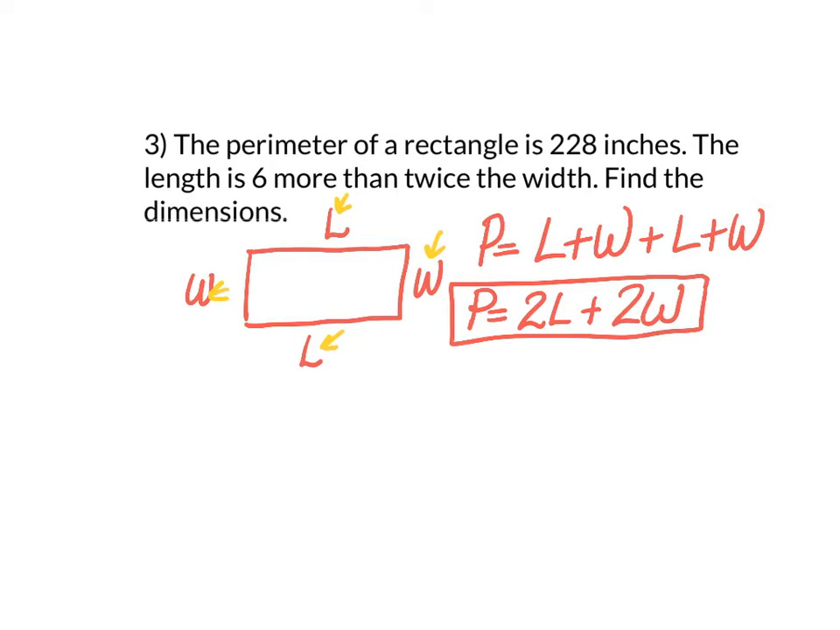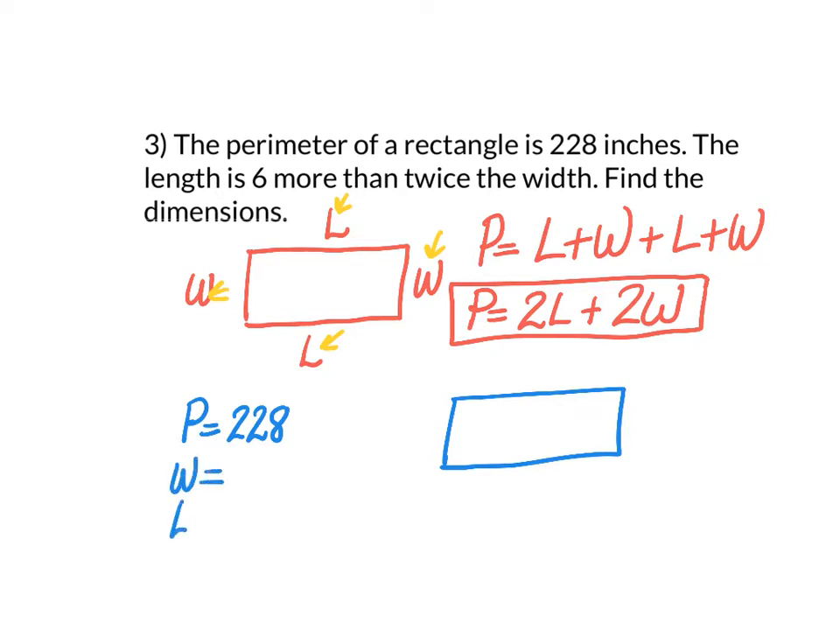So one thing that we're going to do is set up a linear equation to solve this problem. And when we set up this linear equation, we're only allowed to use one variable. So if I were to draw a new rectangle, I know for this problem that my perimeter is equal to 228 inches, and I have a width that I'm trying to find and a length that I'm trying to find. But I can only use one variable. So how do I know which one to use?